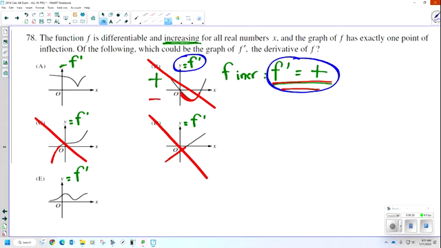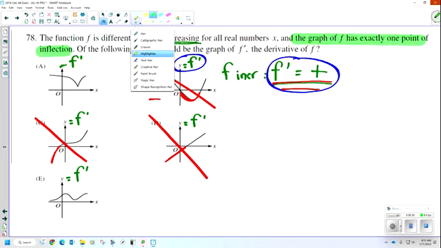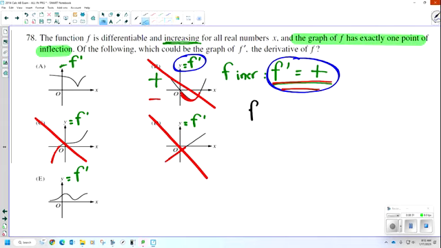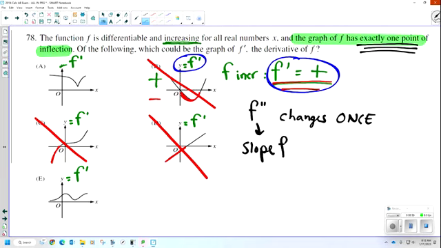And the graph of f, so I'm right here, and the graph of f has exactly 1 point of inflection. Okay, a point of inflection is second derivative. That's when the second derivative changes. So my second derivative changes, but it changes once because exactly 1 point of inflection. The second derivative is the slope of the first derivative, okay? That means the slope of my first derivative should change once.